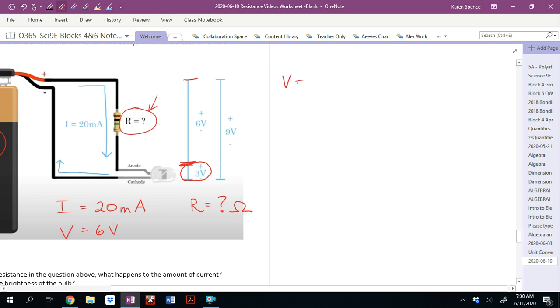Well, I would really like to use Ohm's law, V equals I times R. But remember that I has to be in amps. I cannot be in milliamps. So the first thing I have to do is convert milliamps into amps.